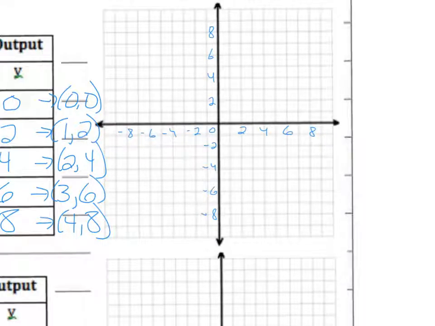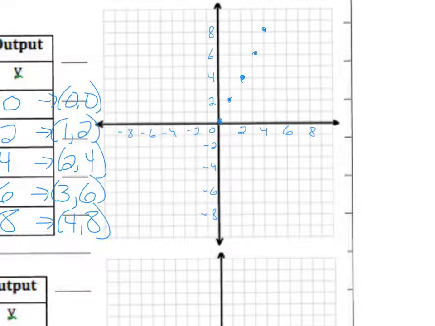So the first one was at 0, 0, which I'm getting from right here. Then I put in 1 for x and got out 2 for y. So I would go over 1, up 2. Then I'm going to keep following these points. So when I put in 2 for x, I got out 4. So over 2, up 4. Then I put 3 in for x and got out 6. So over 3, up 6. And then over 4, and I got 8.